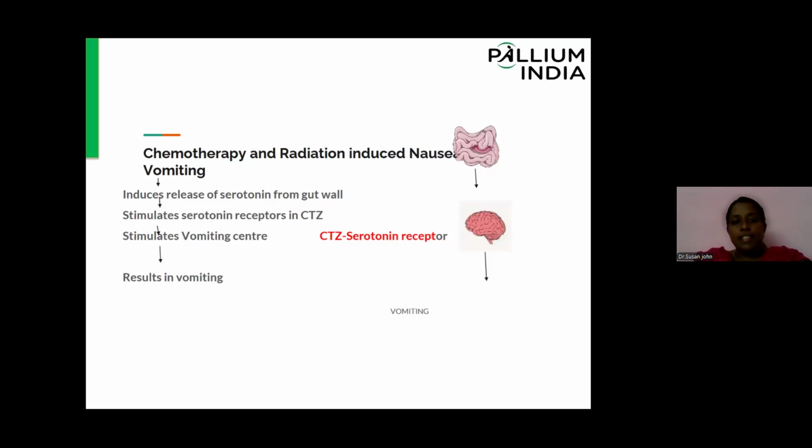First is the GIT, usually the gut wall. In the gut wall, this involves chemotherapy or radiation-induced nausea and vomiting. Usually, while we are giving chemotherapy or radiation, some tissue damage occurs in the GIT, in the gut wall. This tissue damage will induce the release of serotonin from the gut wall. This serotonin will stimulate the serotonin receptors in the CTZ, the chemoreceptor trigger zone. Those receptors will stimulate the vomiting center, and that will result in vomiting.